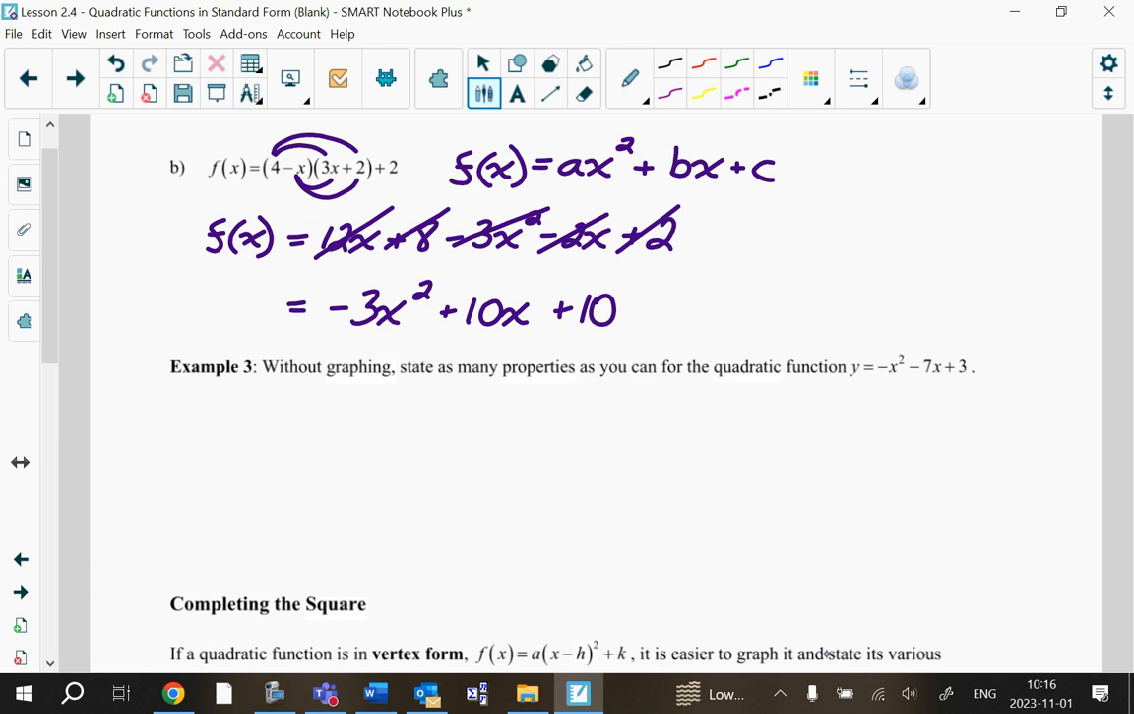What's the value of A? What's the value of B? What's the value of C? Also 10. Good. And that's standard form.